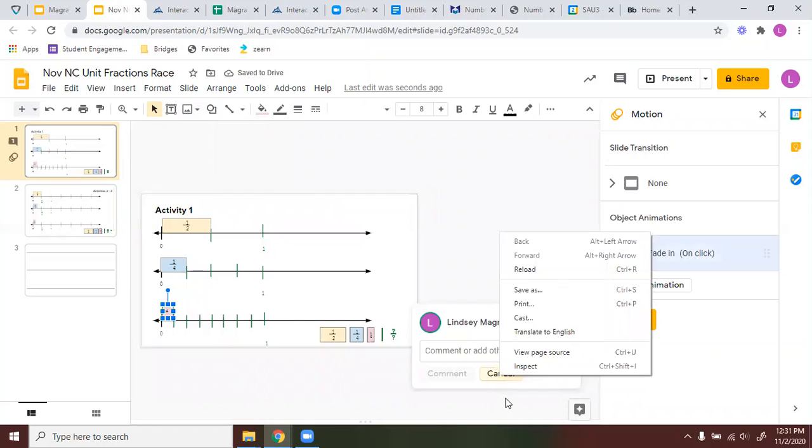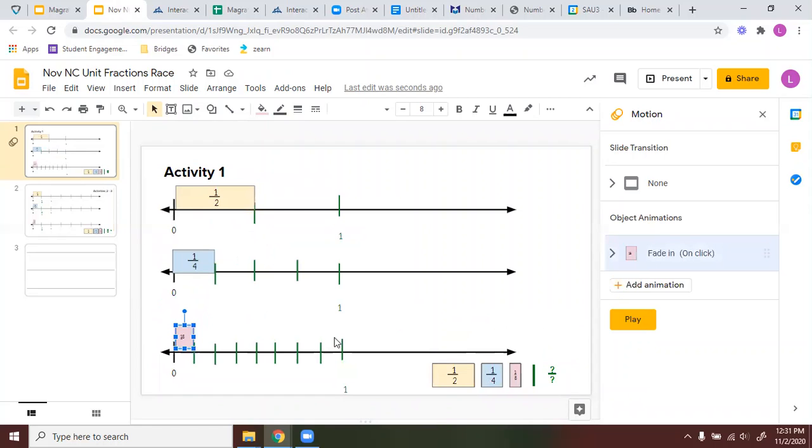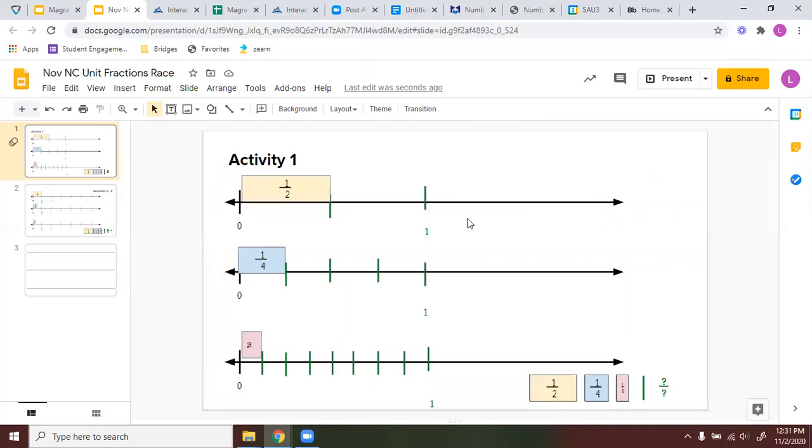Whoops. Oh goodness. All right, let me see if I can zoom in here because something is not quite right. 1/8 didn't.